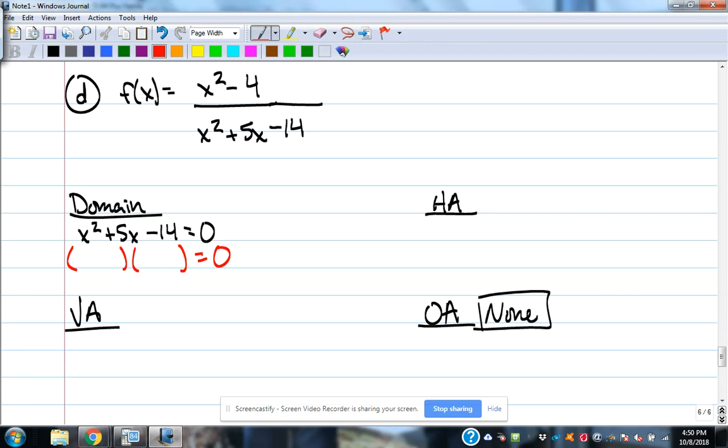So we need something that multiplies to be -14 and adds to be +5. Seven and -2. So +7, -2. So x plus 7 and x minus 2 are my factors. That means my domain restrictions are going to be x equals -7 and +2. So x cannot equal -7 or +2. There's my domain.